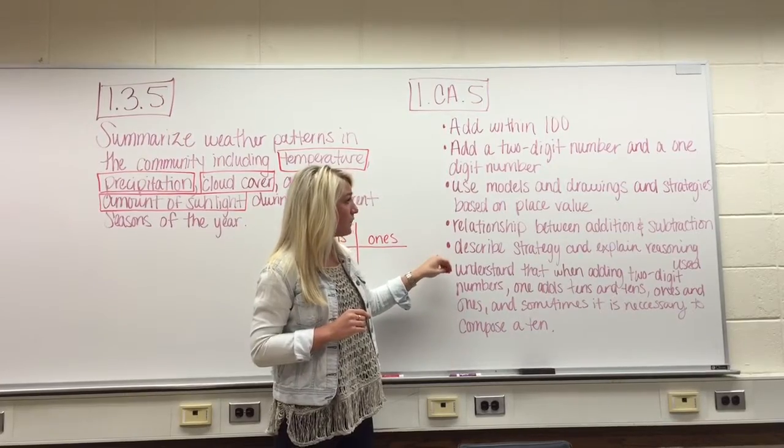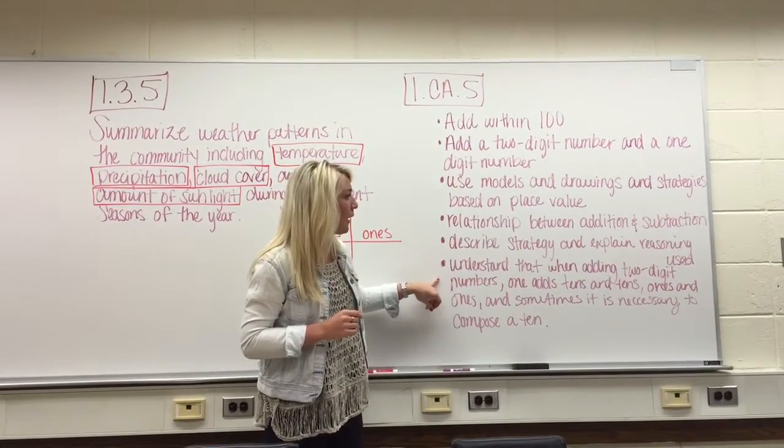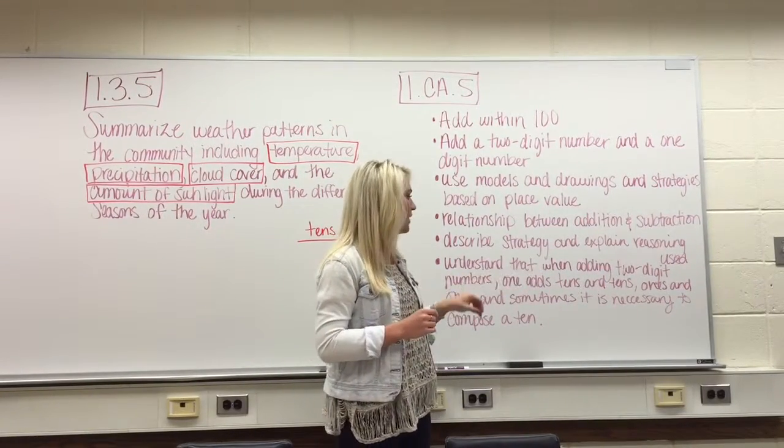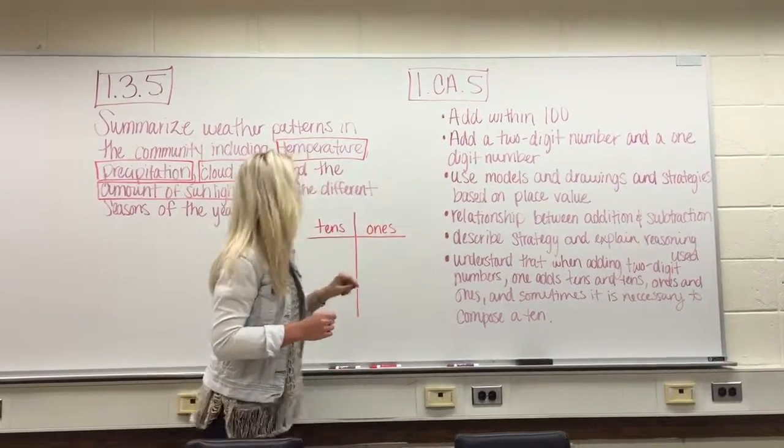Describe strategy and explain reasoning used. They would do that in the whole group setting. Understand that when adding 2-digit numbers, one adds 10s and 10s, 1s and 1s, and sometimes it's necessary to compose a 10, which goes back up to this.